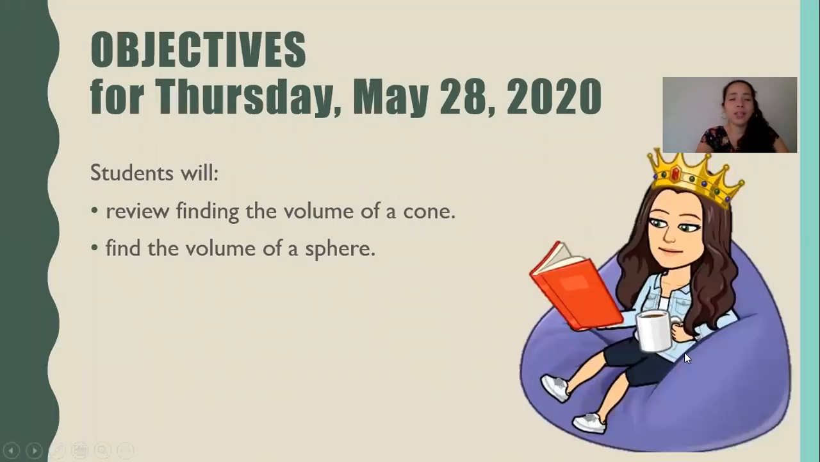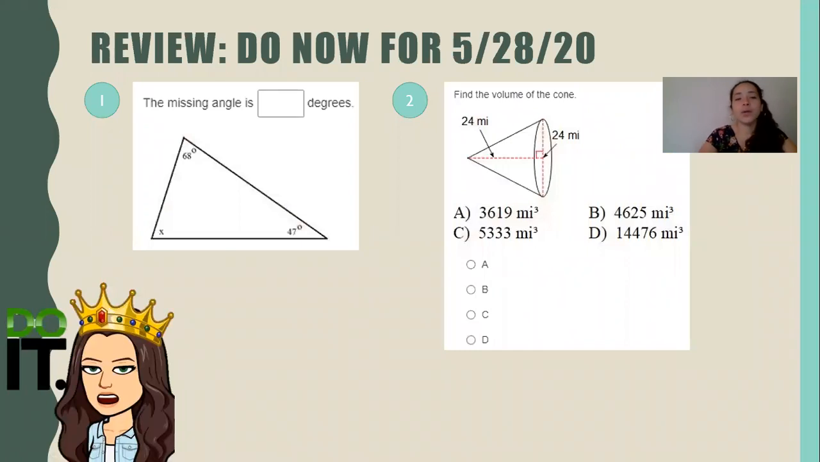Today we're going to review finding the volume of a cone and learn about finding the volume of a sphere. So what we're going to do is practice these do nows. It says the missing angle is blank degrees. And we know that this angle is 47 degrees. This one's 68, and this is X. This is what they want us to find, this missing angle here.